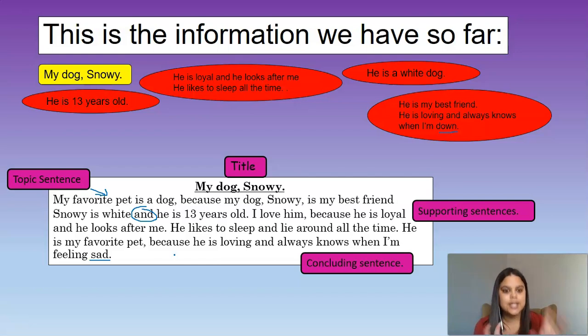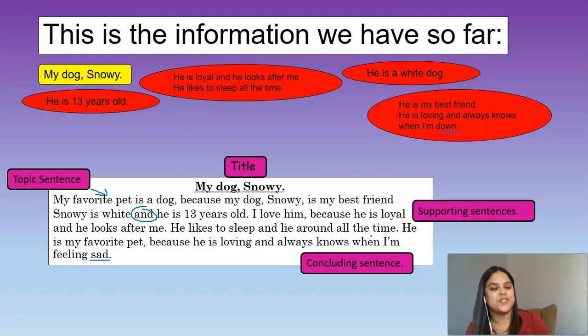So let's read this paragraph one more time before we go on. My favorite pet is a dog because my dog Snowy is my best friend. Snowy is white and he is 13 years old. I love him because he is loyal and looks after me. He likes to sleep and lie around all the time. He is my favorite pet because he is loving and always knows when I'm sad.